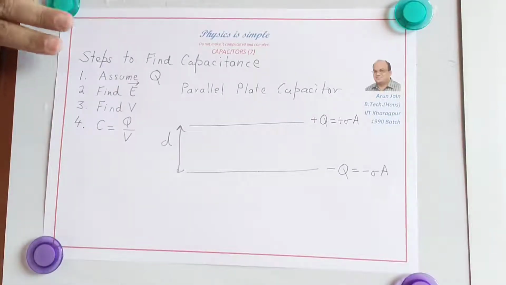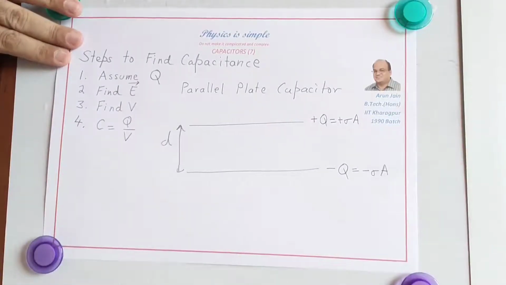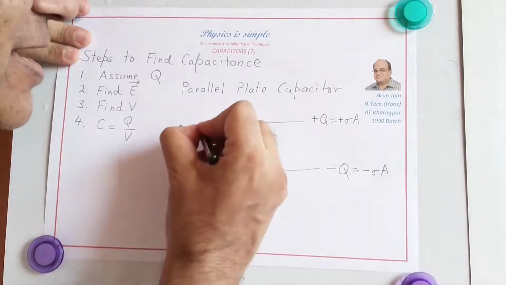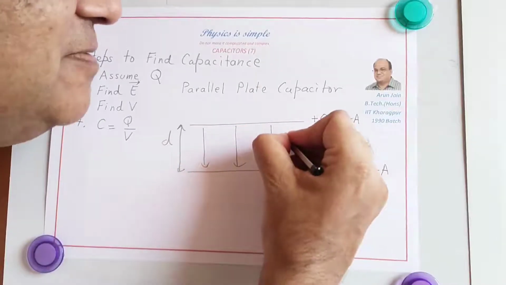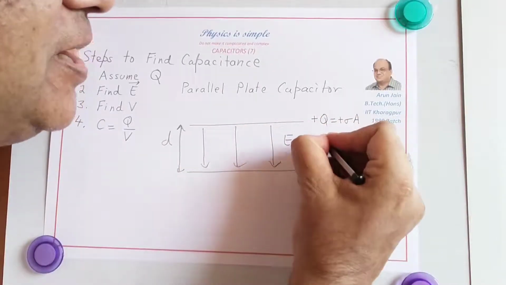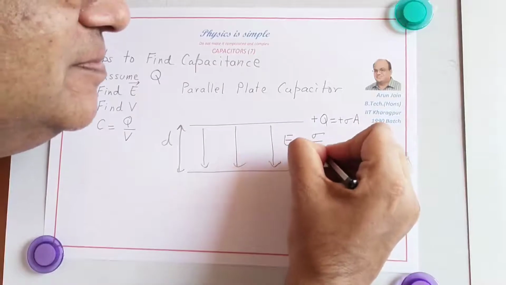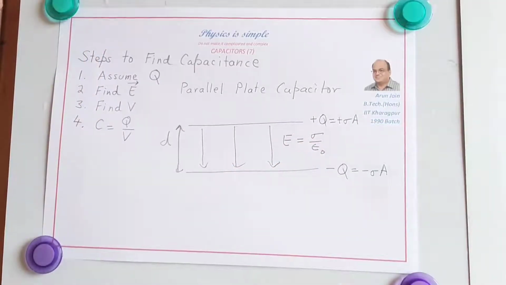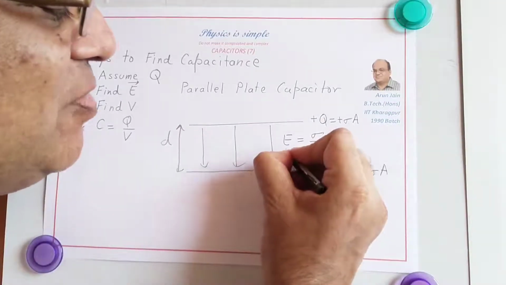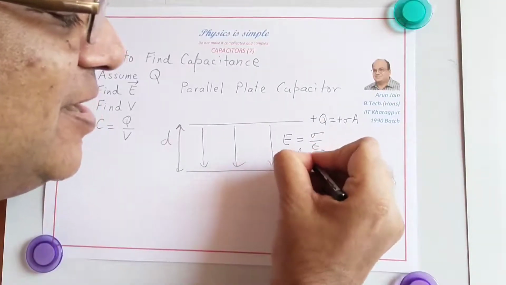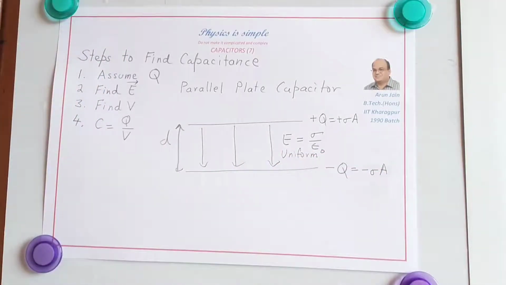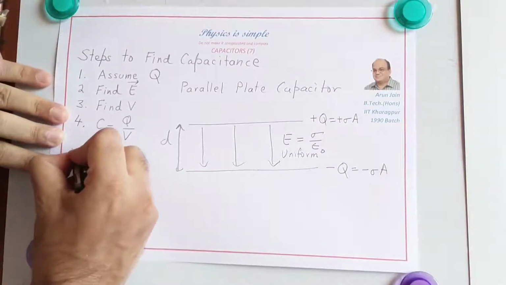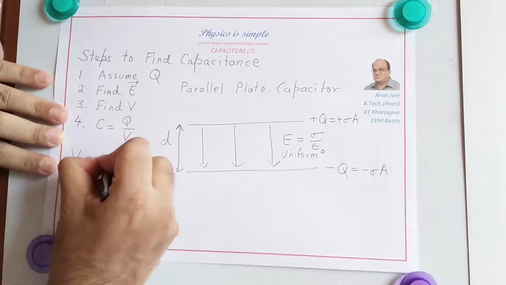Now, if this is the situation, we know how to find the electric field. The electric field is from the plus plate to the minus plate, and its magnitude is sigma by epsilon naught. So 2 steps are done, as simple as that. And now this electric field is uniform. In a uniform electric field, V is given by E into d, so the potential difference between the plates will be E into d.